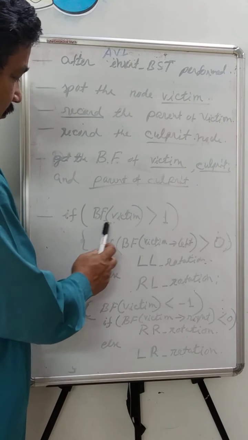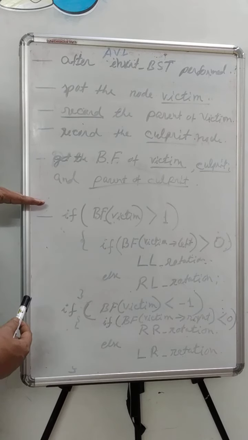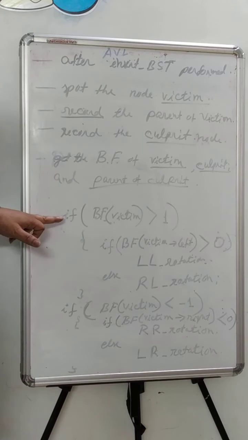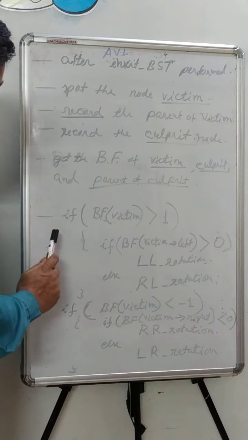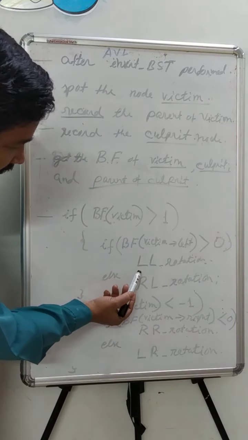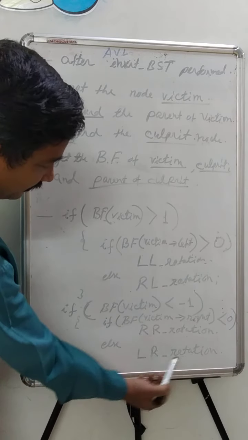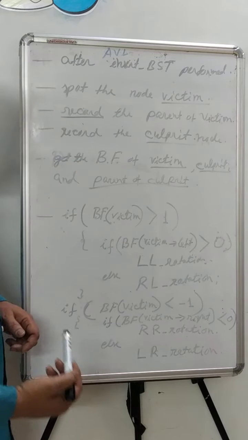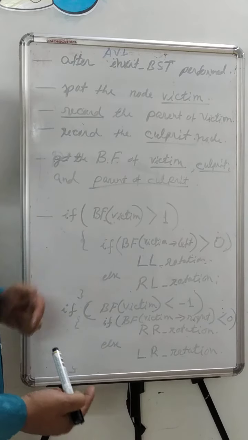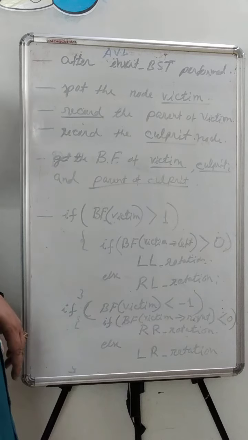Now, after calculating the balance factors, the next step is to check. We have to decide which of the 4 rotations is called. You can see here LL rotation, RL rotation, RR, and LR. Any one of these 4 rotations has to be activated. But when? That decision can be taken by this logic.